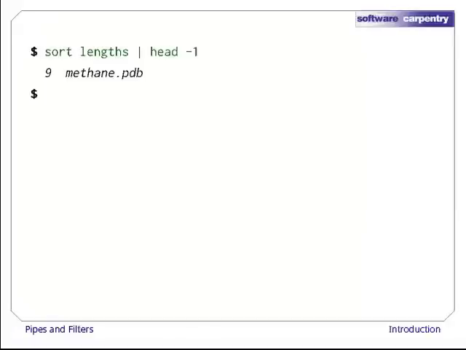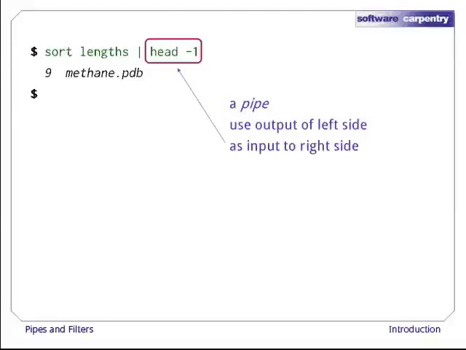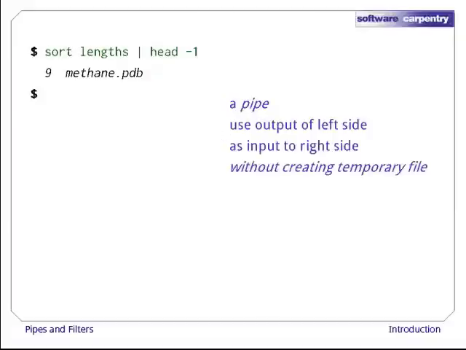Let's start by getting rid of the sorted-lengths file by running the sort and head commands together. That vertical bar between them is called a pipe. It tells the shell that we want to take the output of the command on the left and use it as the input to the command on the right, without explicitly creating a temporary file. The computer can create such a file itself if it wants to, or run the two programs simultaneously and pass data from one to the other through memory without ever putting it on disk. We don't have to know or care.